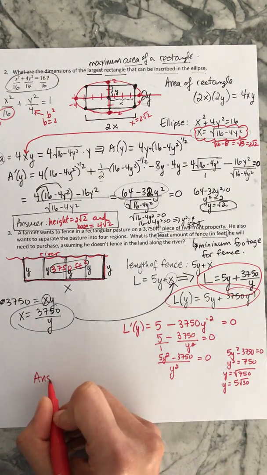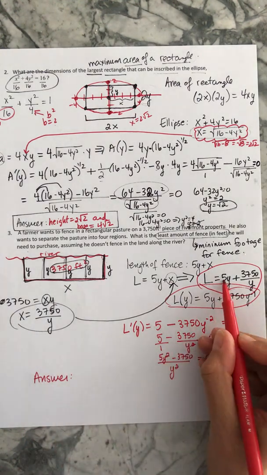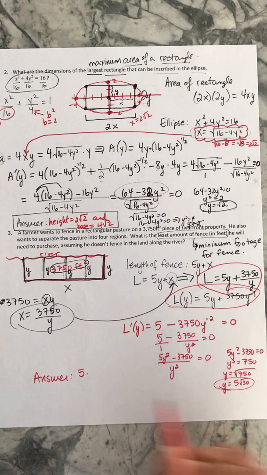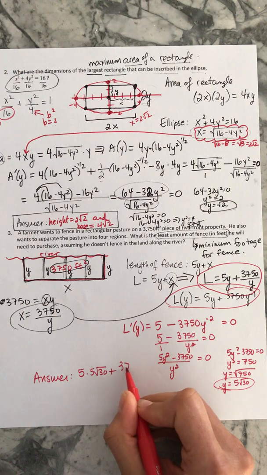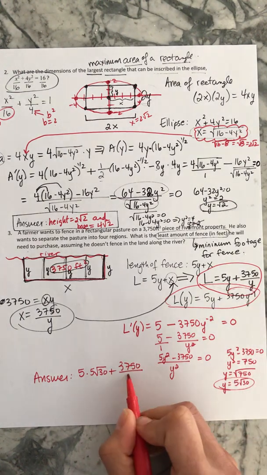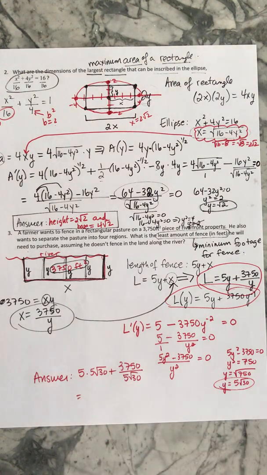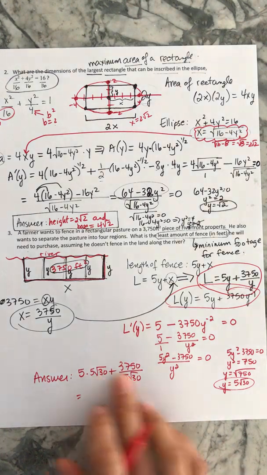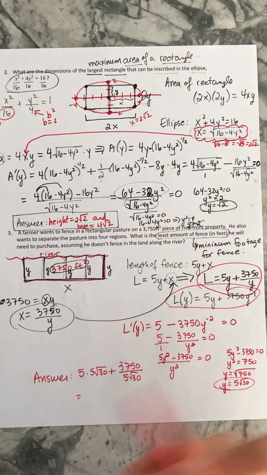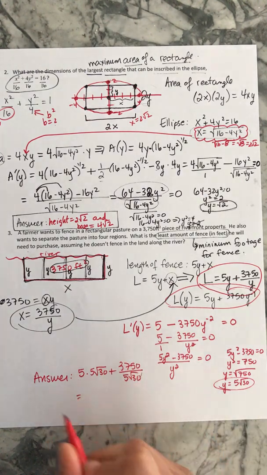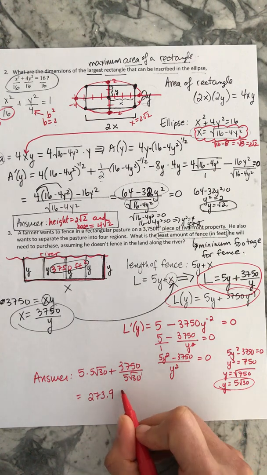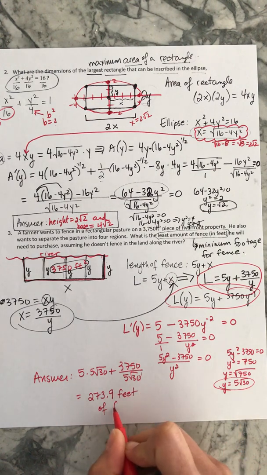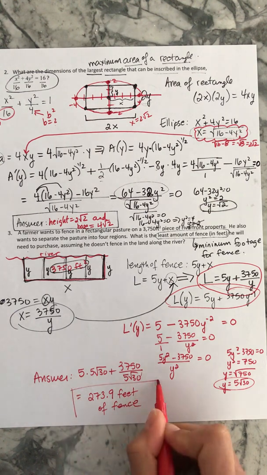And so the answer is going to be 5y. So 5 times 5 rad 30, that's the y, plus 3750 over y, which is 5 rad 30. And I took the liberty of punching this in before class because it's a real life question, I wanted a decimal to help us. And when you punch this into the calculator and you round, you get 273.9 feet of fence is what he will need to purchase.